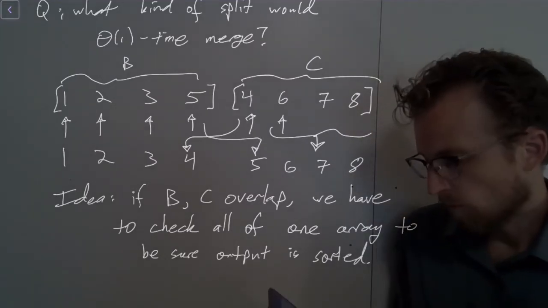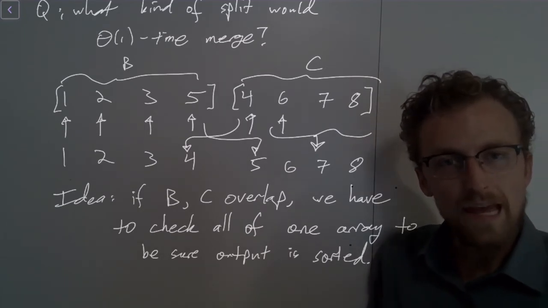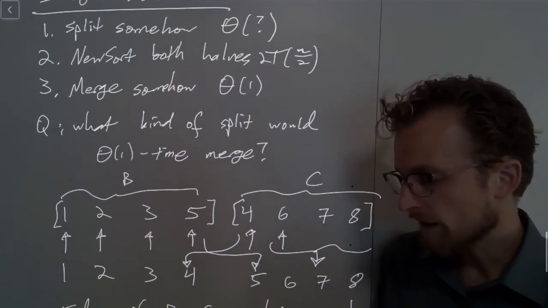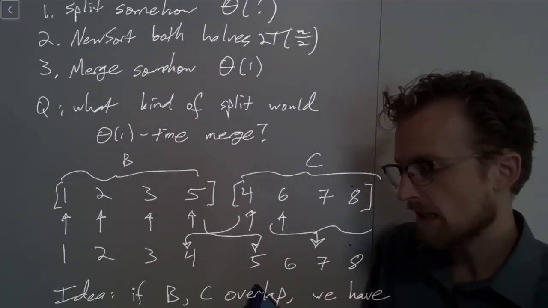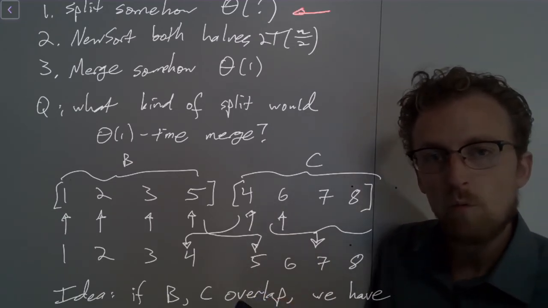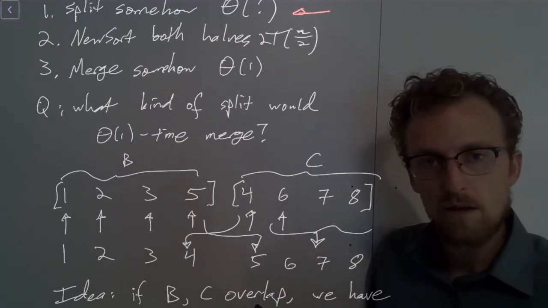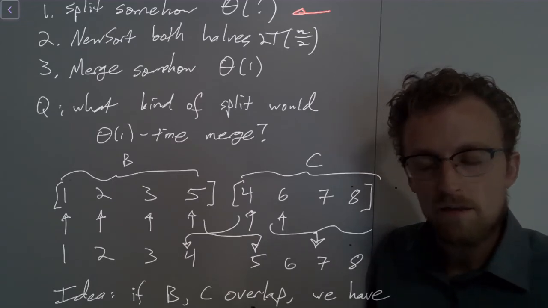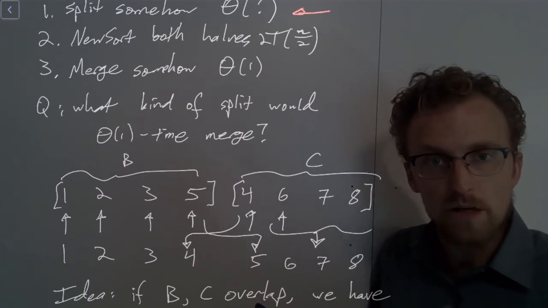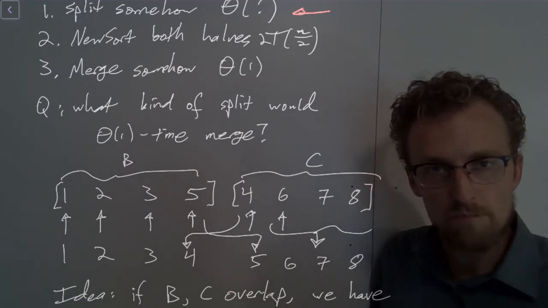All right. So what would we have to do to get around this? Well, we'd have to ensure that B and C have no overlaps. Okay. So if our question here is what kind of split in this step would allow for a constant time merge, one possible answer is that the split would have to have no overlaps. Right? We would have to have a guarantee that all of the elements in the left array are less than all of the elements in the right array. So if we can do such a thing, then we can get away with a constant time merge.